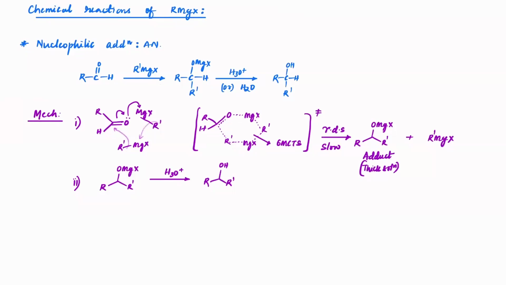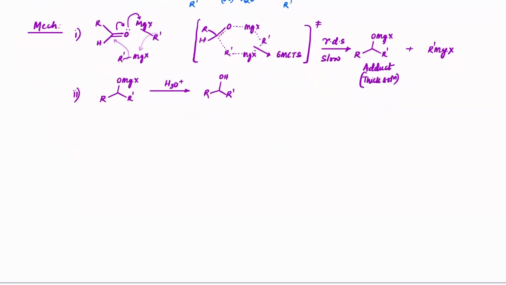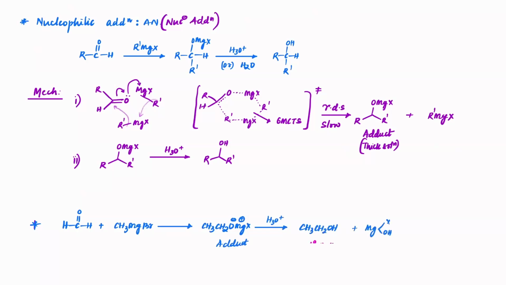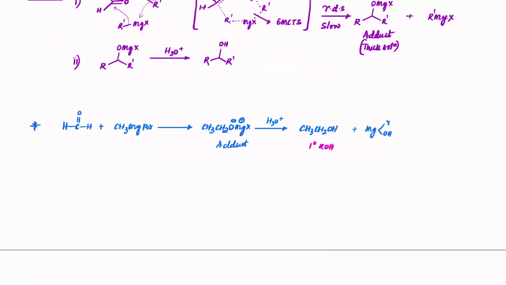Right? AN wording, we will keep using this wording a lot of times. This means nucleophilic addition. AN means addition of a nucleophile. Got it. So please check. If you have formaldehyde reacting with CH3MgBr, first you'll get this adduct, and that on hydrolysis will give you alcohol. What type of alcohol are you getting? 1 degree alcohol. So you can see we'll get this as 1 degree alcohol.